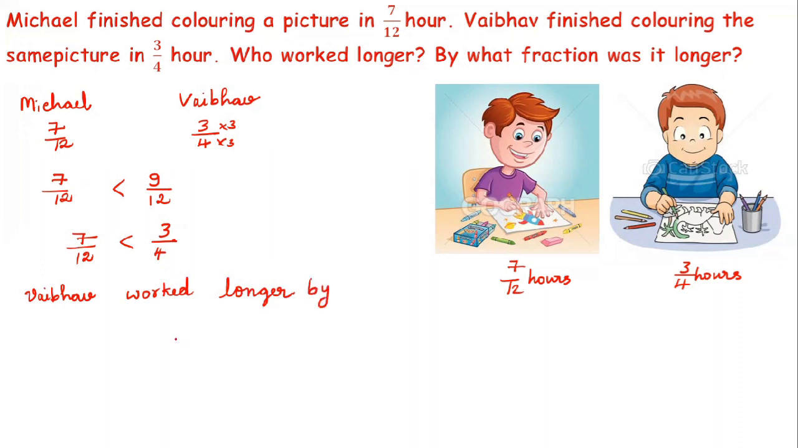By how much? By how much means you have to subtract 3 by 4 minus 7 by 12. 4 3s are 12, 3 3s are 9, minus 7. That is 2 by 12. 2 1s are 2, 2 6s are 12. So Vaibhav worked longer by 1 by 6 hours. Vaibhav took 1 by 6 hours more than Michael.